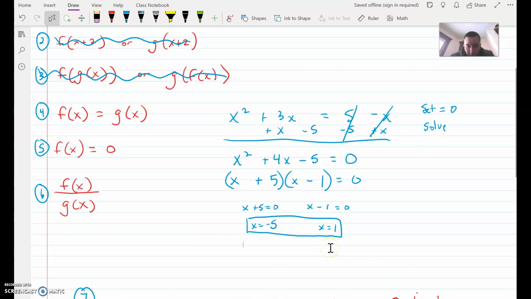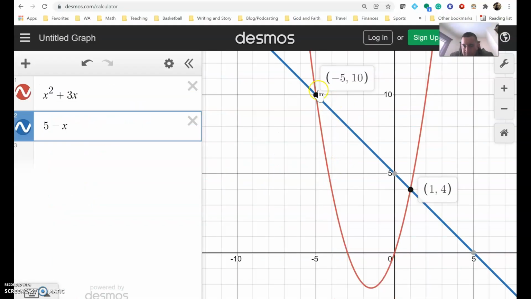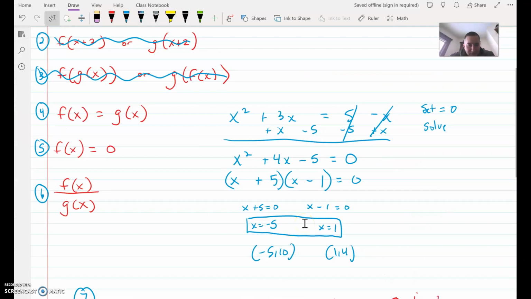-5 and 1. What was it? -5, 10, and 1, 4. So like we just found the x-coordinates of those 2 points where the functions are equal. Now we're talking. I'm hoping something just clicked that's maybe never clicked before. All right, we got 4 minutes to go. Pause the video there if you want to see that again, but I have to erase.